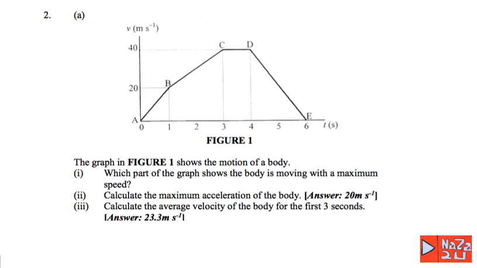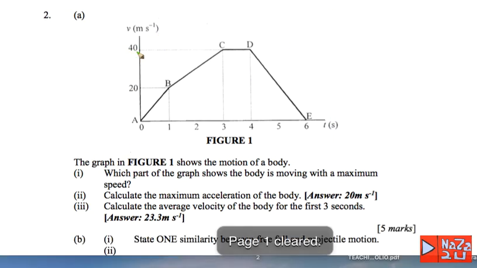Hello. Question number 2. The graph in figure 1 shows the motion of a body. So this is a graph of velocity versus time t, and the whole process takes 6 seconds, with a maximum velocity of 40 meters per second.